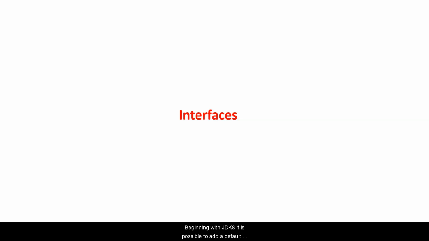JDK 8 and JDK 9 have added many changes to interfaces. Beginning with JDK 8, it is possible to add a default implementation to an interface method. Beginning with JDK 9, an interface can include private methods. Thus, it is now possible for interface to specify some behavior. However, these methods are more like a special use features. The original intent behind interfaces still remains.